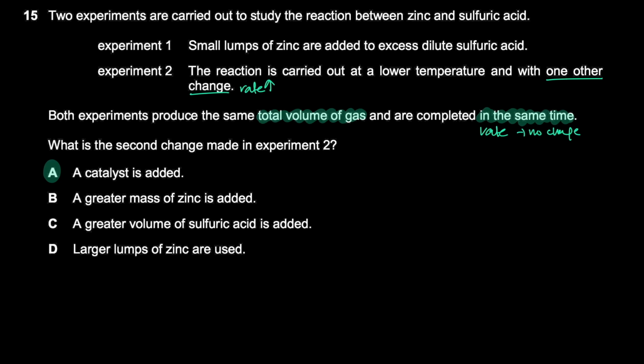not used up. The mass of zinc wouldn't really affect it. Larger lumps would slow it down, and a greater volume of sulfuric acid would not affect it either because sulfuric acid is already in excess. A greater concentration would increase the rate, but not volume.